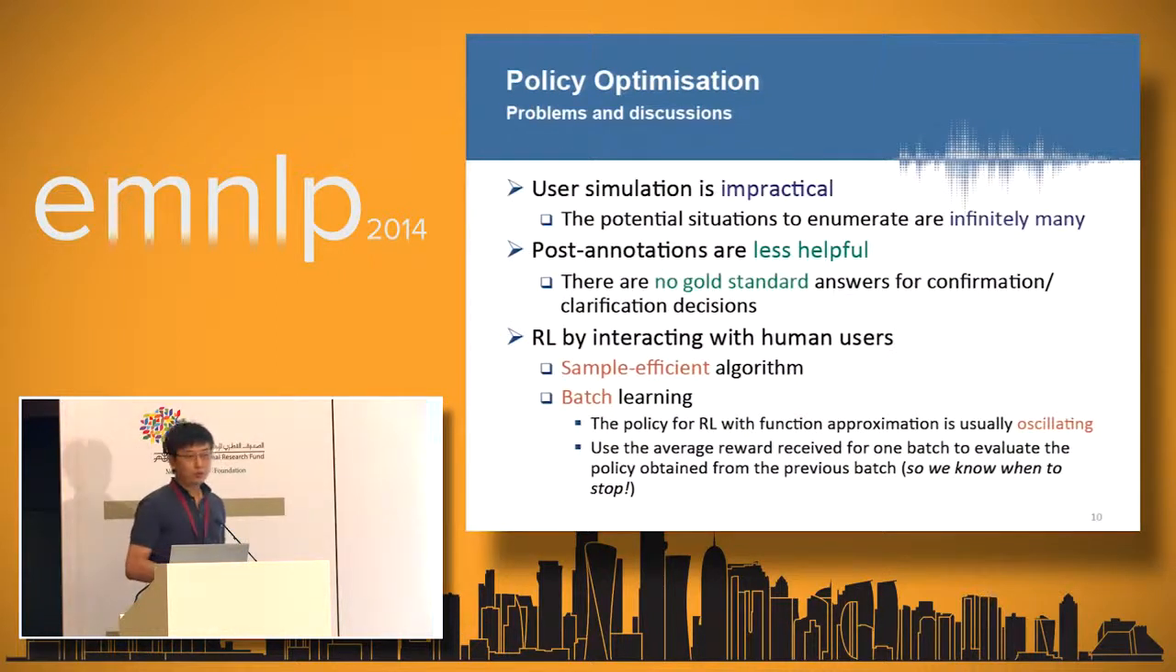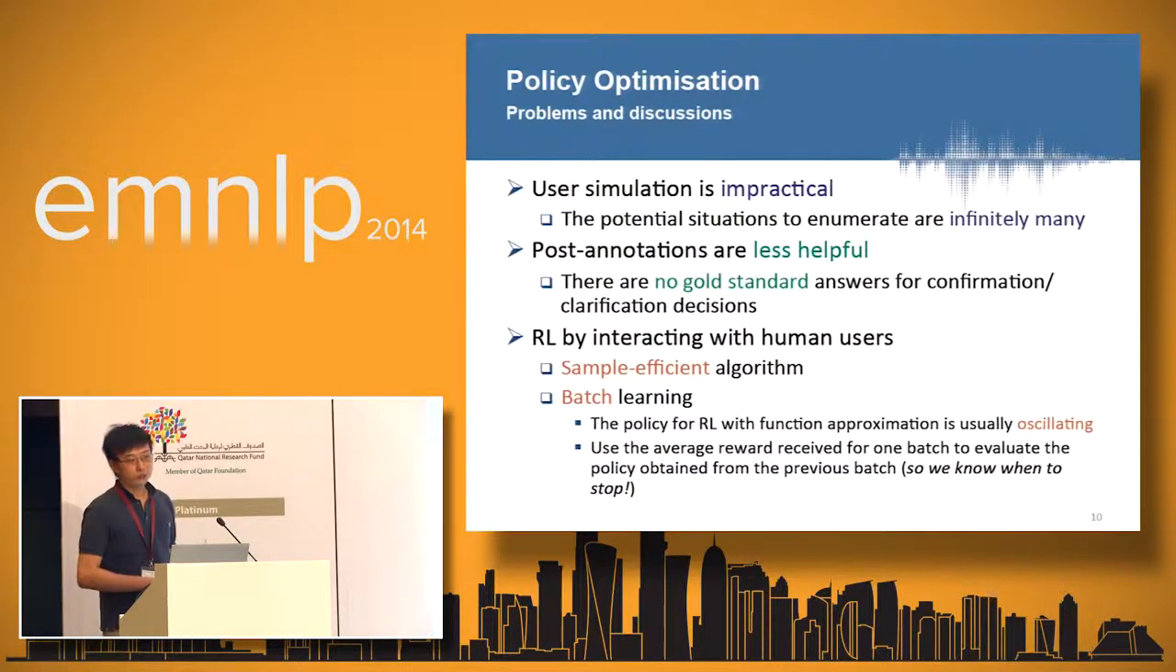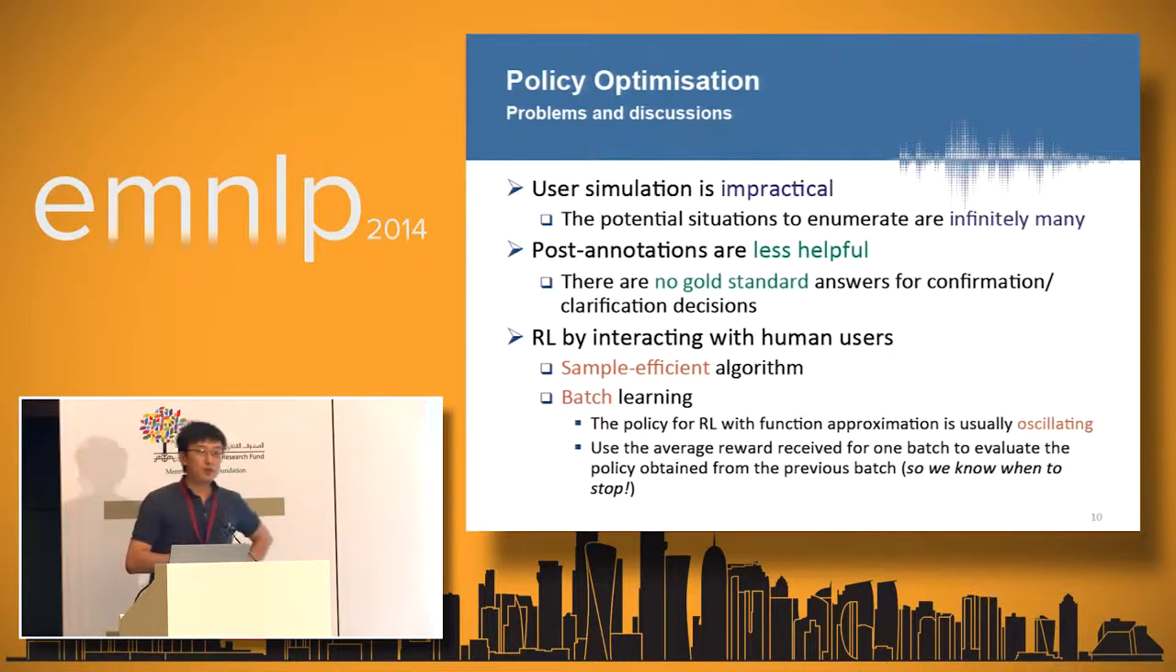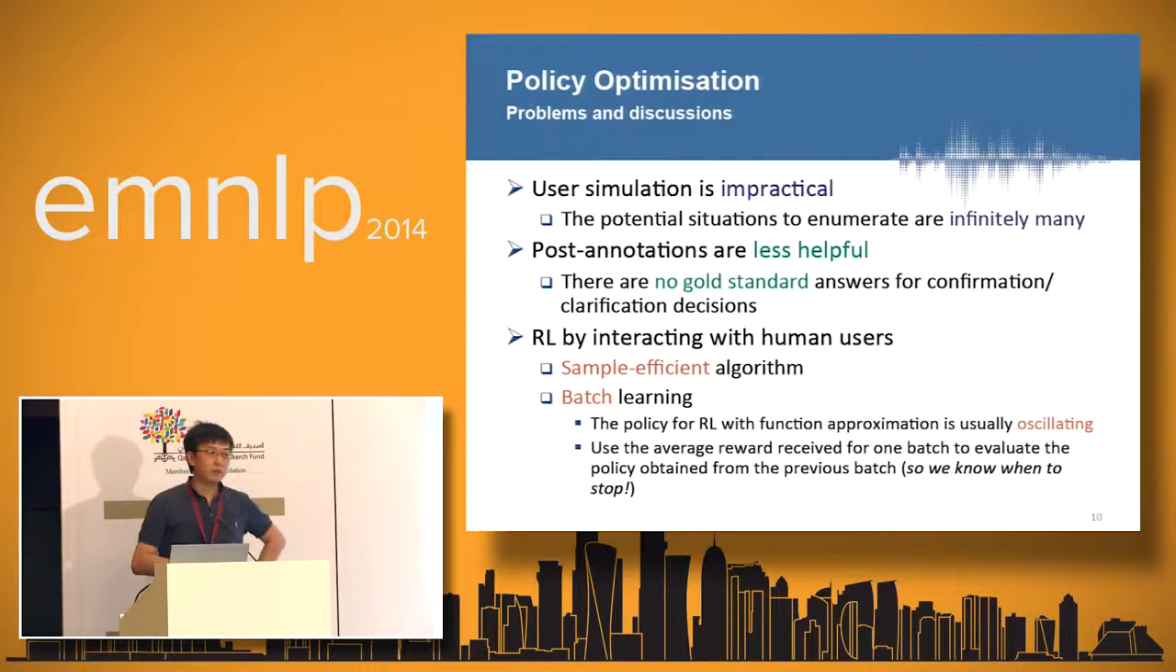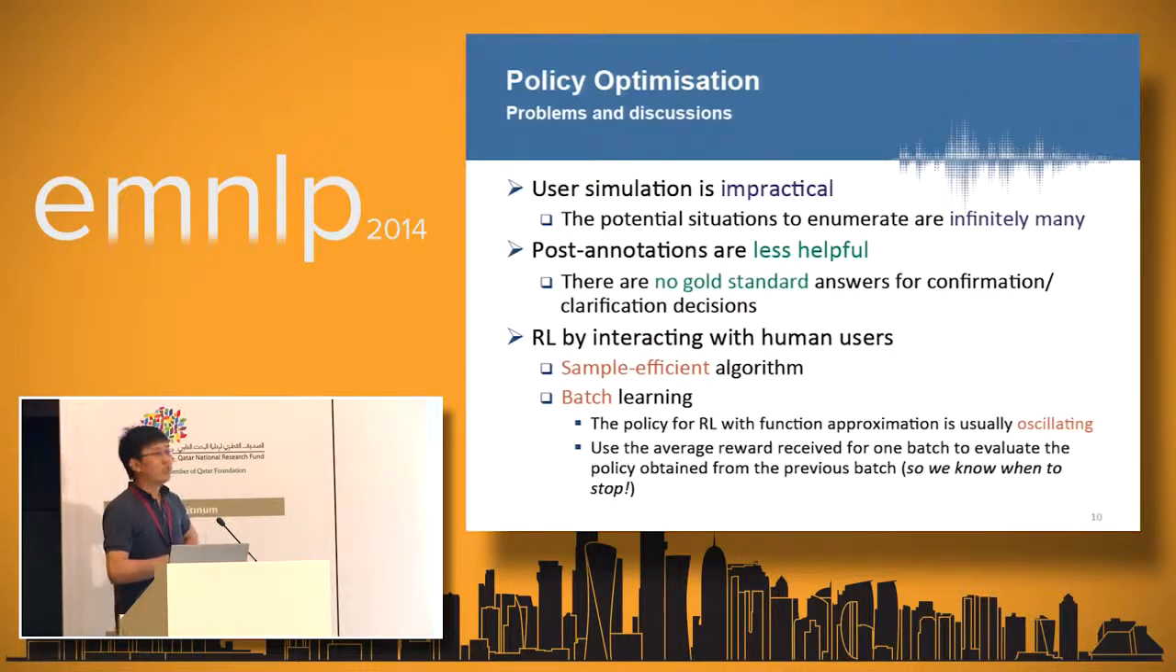Okay, in order to do that, there are two basic requirements for the reinforcement learning algorithm we need. Firstly, it must be sample efficient because human interaction is expensive to collect. And secondly, we need a batch learning algorithm. Why is that? It's a bit tricky. Because we use function approximation, when you use function approximation for reinforcement learning, there is no guarantee for your learning curve to converge to a certain point.